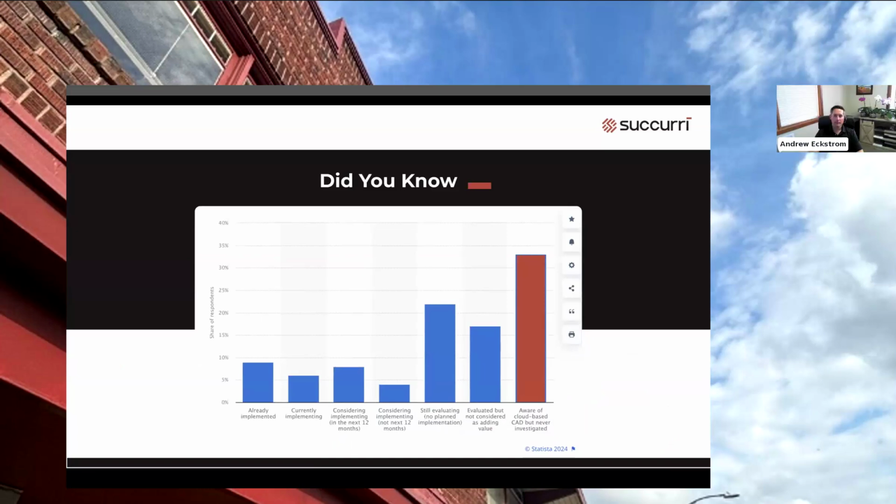I pulled a little data and some stats about who's in the market for this. I thought this was important because basically we're talking about everybody from the middle bar over. What struck me is that they're aware of cloud-based, obviously, but they've never even considered it, and I thought that was interesting. Why do you think that is? Like, people aren't even thinking about cloud.